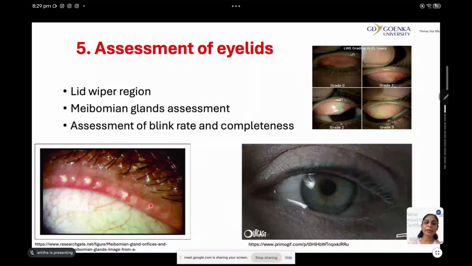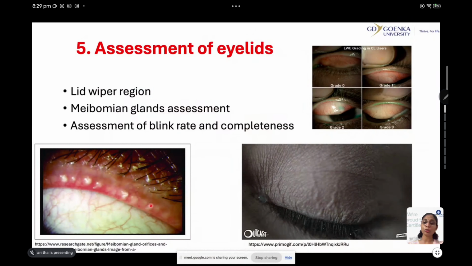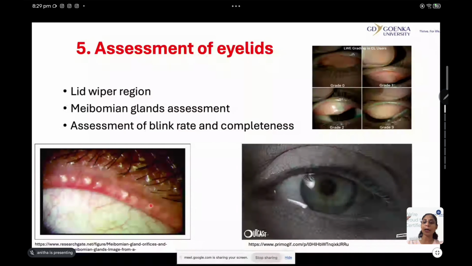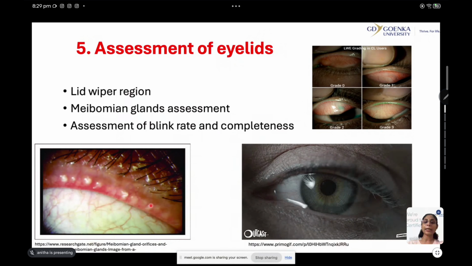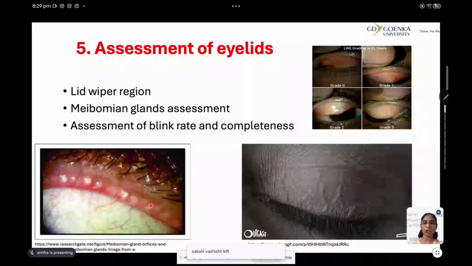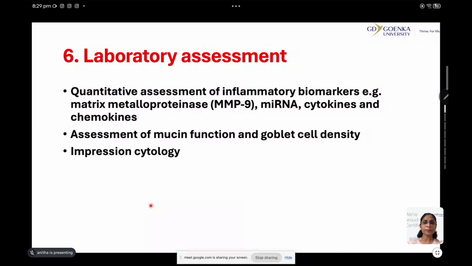An assessment of blink rate and completeness. More than blink rate, I would prefer that you look for completeness of blink. The upper lid margin should touch the lower lid margin. That is a complete blink. Okay, apart from checking the number of blinks a minute.